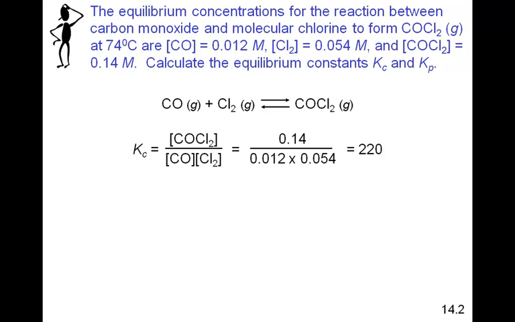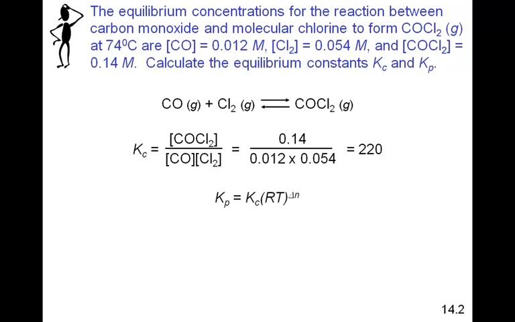Since it's a pretty big K, it tells us that it lies to the right. When you take right and lies and put them together, you get rise. So it lies to the right, because that's a big K. It's much, much greater than 1. And so since it's much, much greater than 1, it lies to the right, and we're going to have more product than we are going to have reactants.